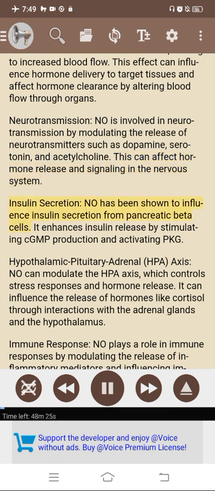Insulin secretion. NO has been shown to influence insulin secretion from pancreatic beta cells. It enhances insulin release by stimulating cGMP production and activating PKG. Hypothalamic-pituitary-adrenal (HPA) axis. NO can modulate the HPA axis, which controls stress responses and hormone release. It can influence the release of hormones like cortisol through interactions with the adrenal glands and the hypothalamus.